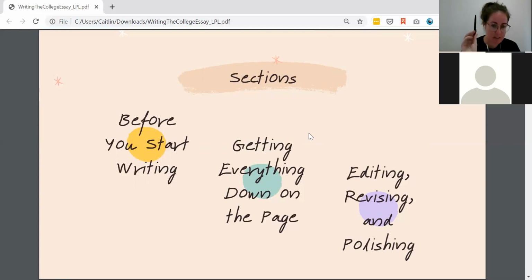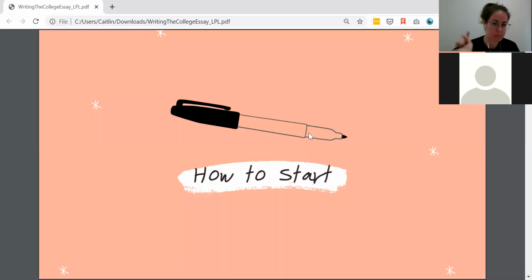The second step is actually writing and getting everything down on the page. This is very important, usually the most feared part of it, and it's very different than the third section, which is revising, editing, polishing, and making sure it's as good as it can be before you do the final submit. With the timeline on all 3 sections, I'm glad you guys are here today because you're going to want to give yourself plenty of time at each stage. So the first section is how to start.